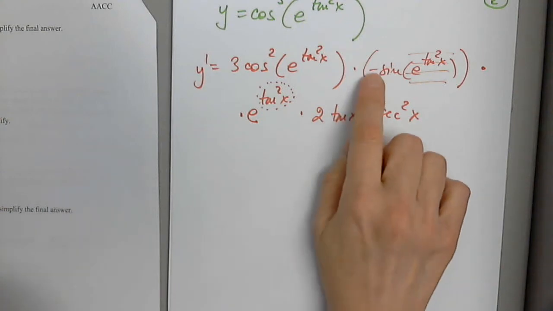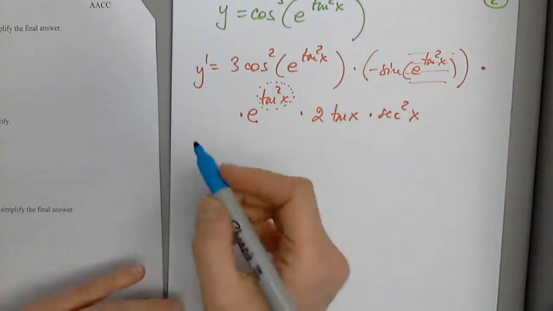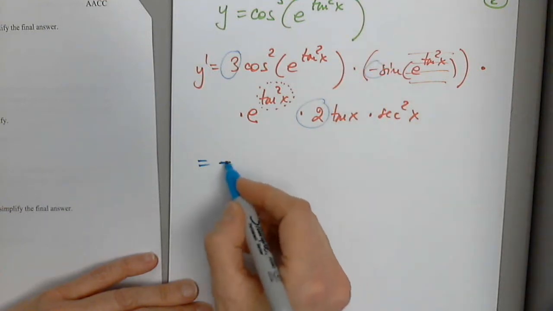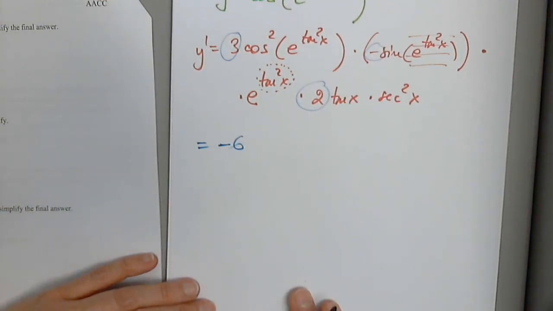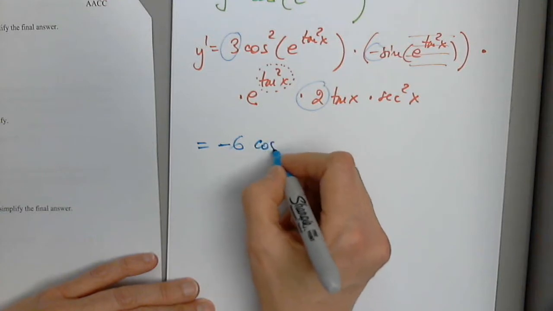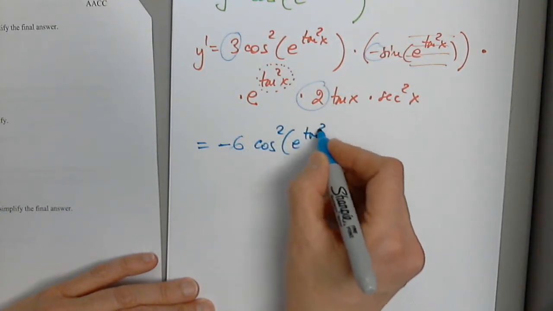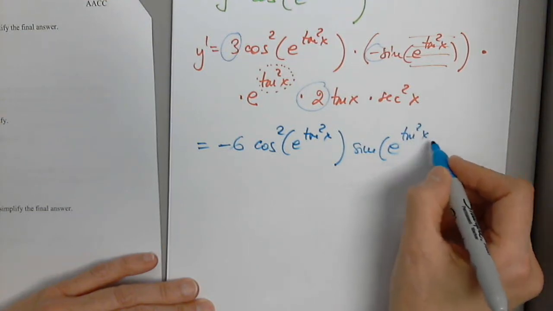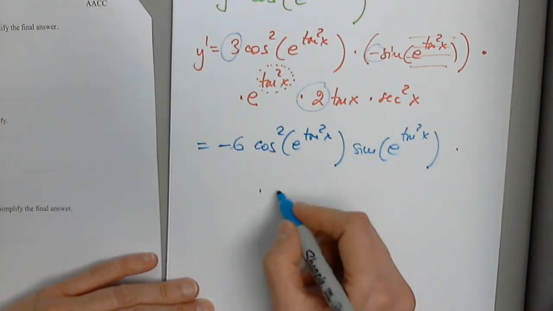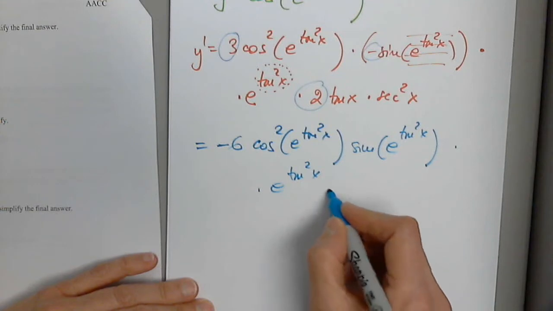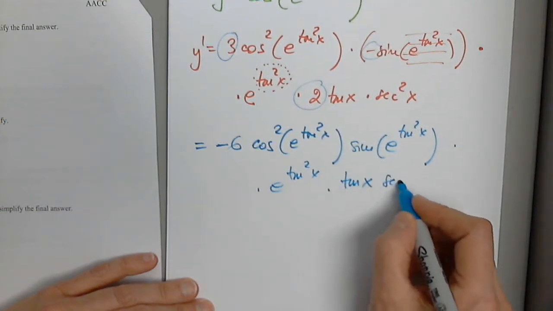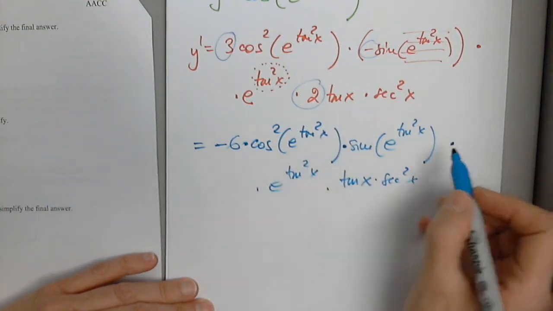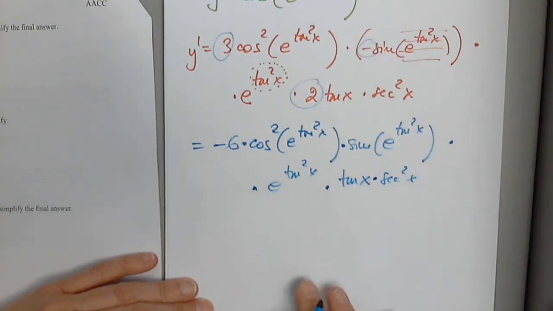One second. So the only thing that I can do is a tiny simplification with the 3 and the 2 and the minus 1 and write minus 6 in front. But there is nothing else I can do. So cosine squared of e raised to tangent squared times sine e raised to tangent squared times e to tangent squared times tangent x secant squared. It's all multiplied. Multiplied, multiplied, multiplied.